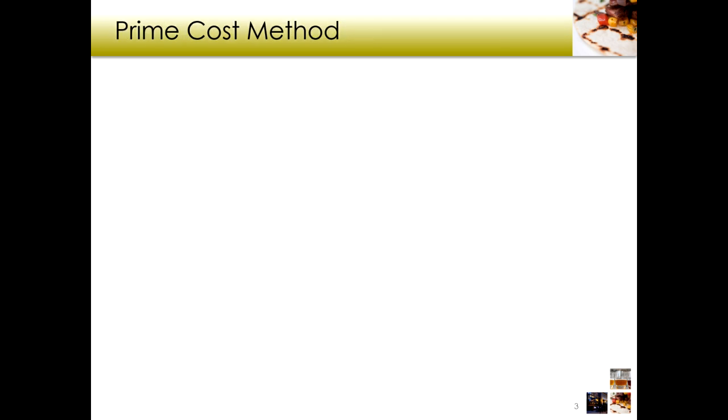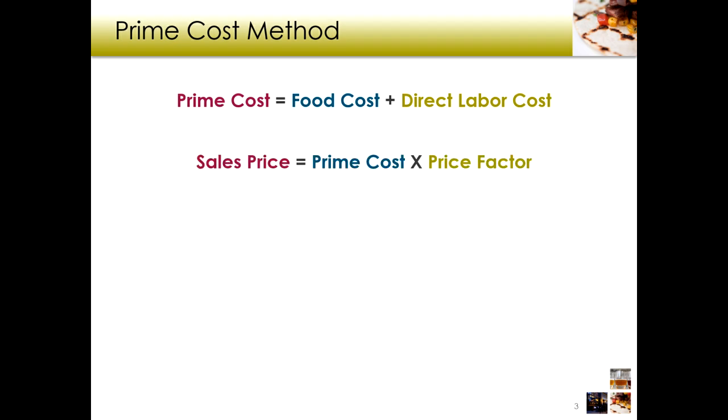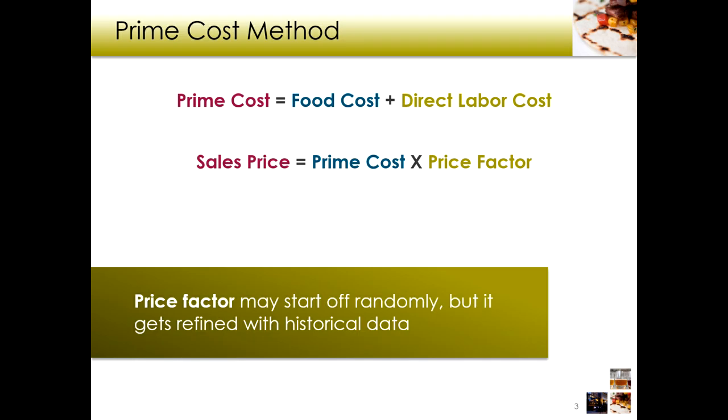So prime cost method. Obviously prime cost equals the food cost plus our direct labor cost, and then our selling price equals our prime cost times a price factor. So what's a price factor? Well, price factor in this method is a random number that we use to determine what our sale price is. It's sort of a hit and miss kind of approach, right?